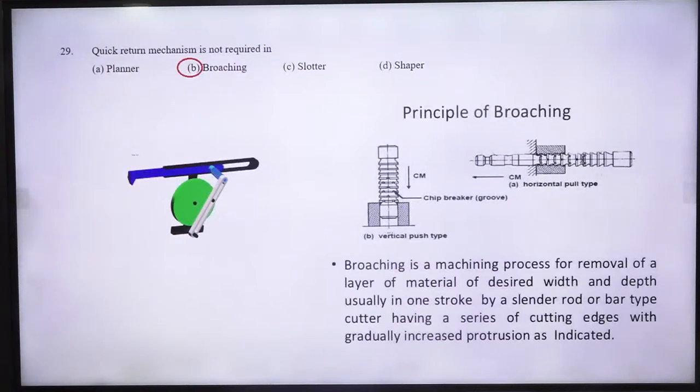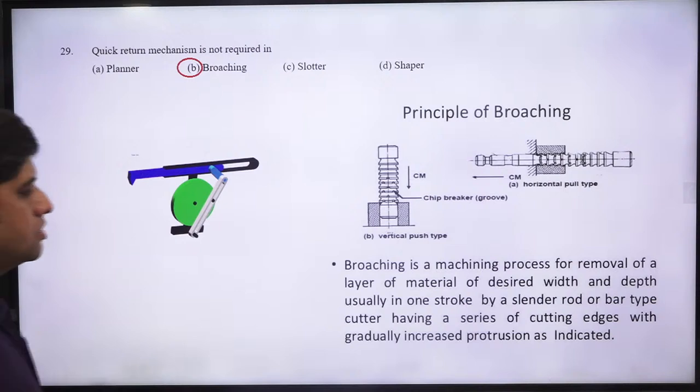Try to understand what is broaching. Broaching is a process to remove a small, very thin layer of material in one stroke, where the cutter is a bar type or rod type cutter with a series of cutting edges and increasing protrusion, as shown in the diagram. This is called broaching tool. So broaching is known as this.